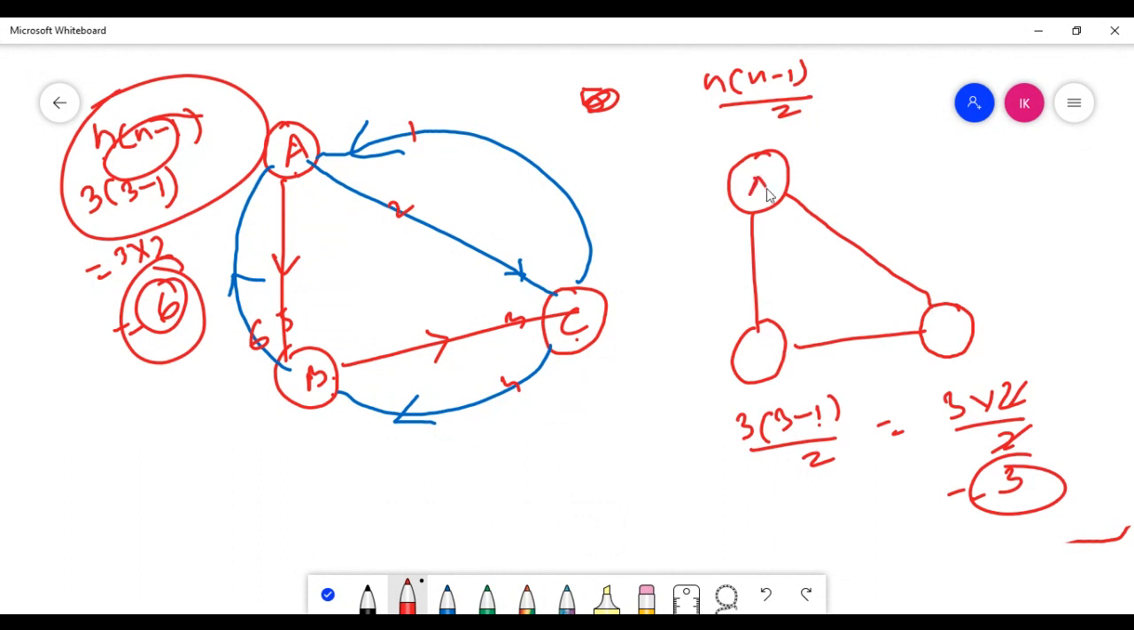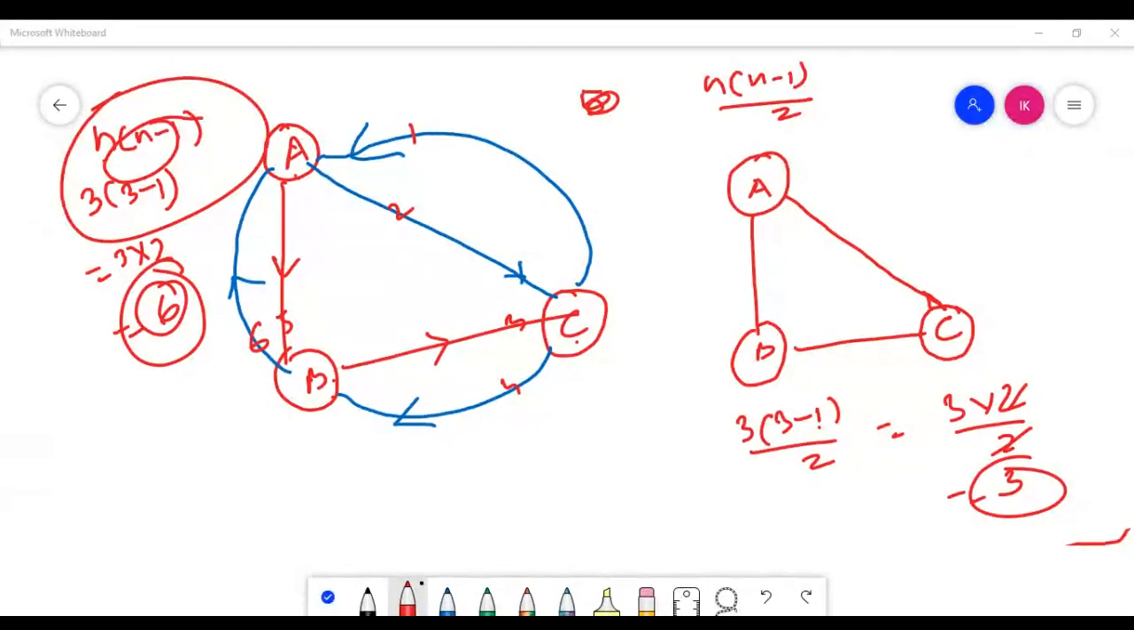If I make only this one, A, B, C. Okay, now this is complete. Okay, good. Okay, so this is it. This is complete. No problem. Okay, good. Let's move.